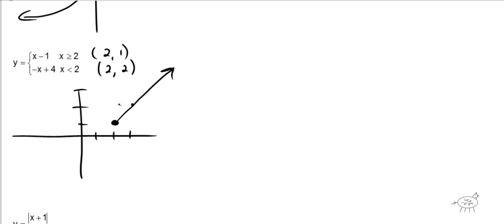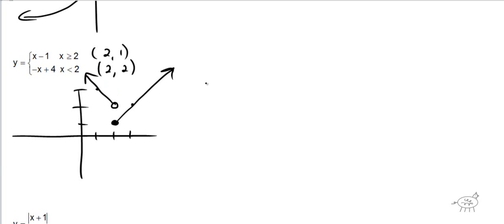Okay, and then I'm going to plot 2, 2, and then of course that's going to be an open dot. And then the slope is negative, so it's down 1 to the right 1 or up 1 to the left 1. And that's my graph. Okay? So that's the piecewise function.